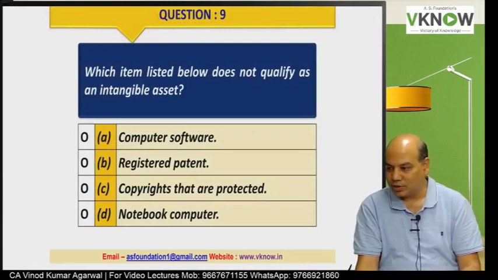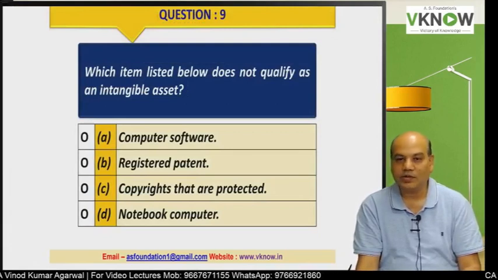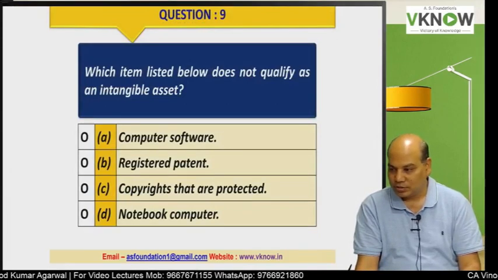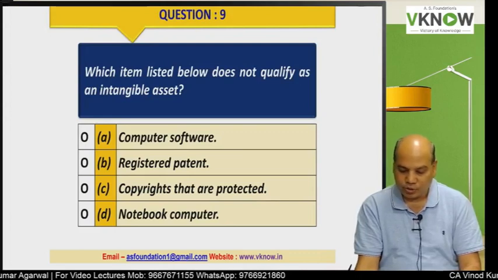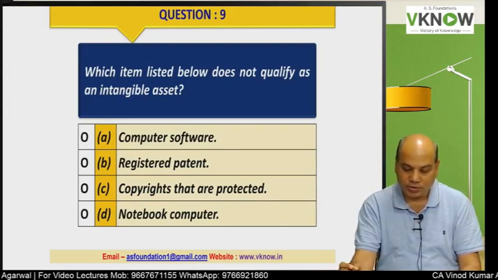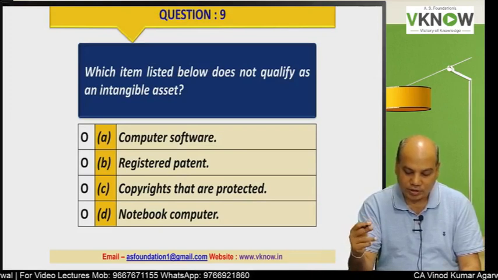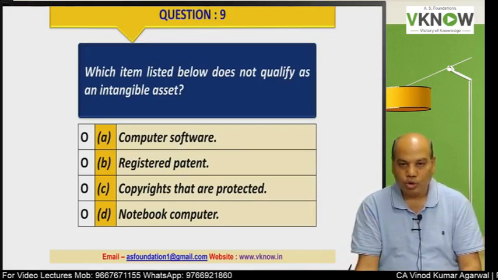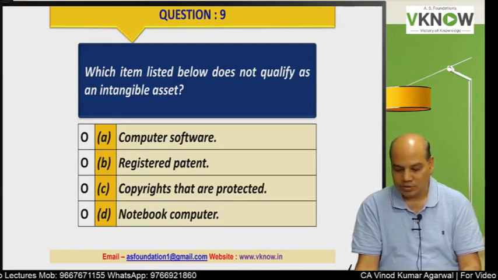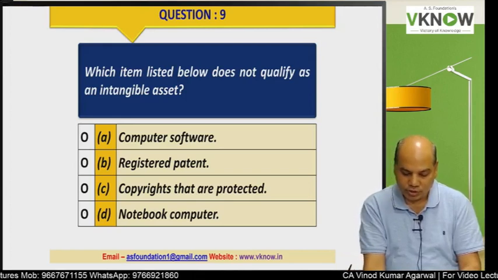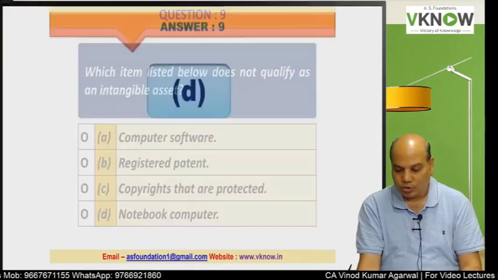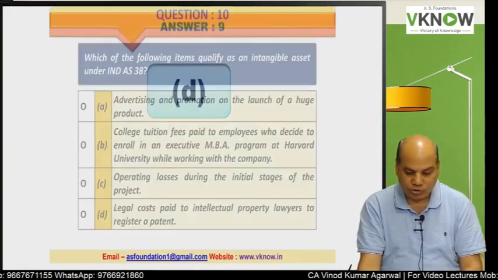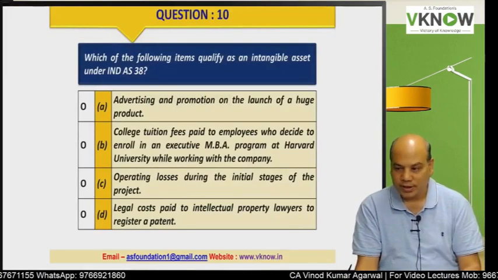Okay, now try question number 9. Which item listed below does not qualify as an intangible asset? Does not qualify. Computer software is an intangible asset? Yes. Patent? Yes. Copyright? Yes. Notebook computer, is it an intangible asset? The answer is no. So this is the appropriate answer, option D. One more chance.